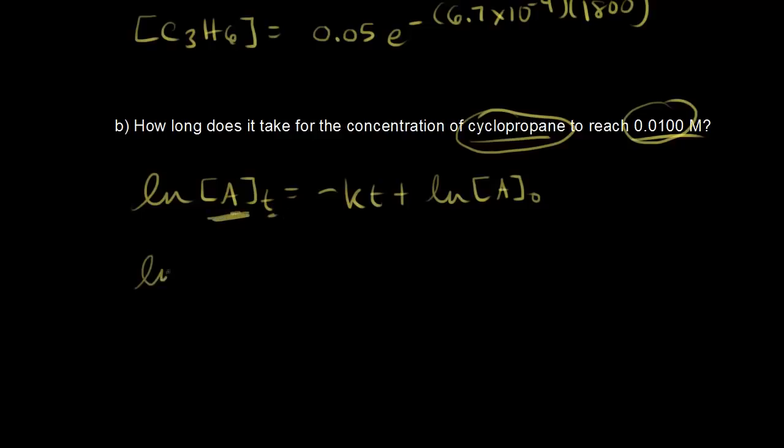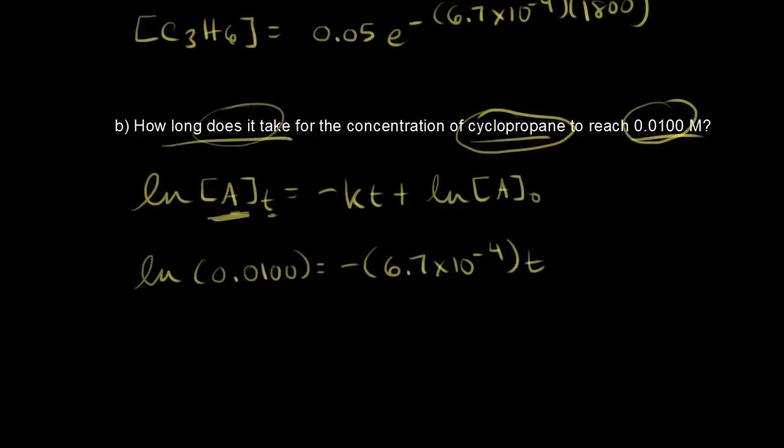So that would be the natural log of 0.01 molar is equal to negative kt. So this is negative 6.7 times 10 to the negative 4. The time is what we don't know, right? How long does it take? So we're trying to find the time.